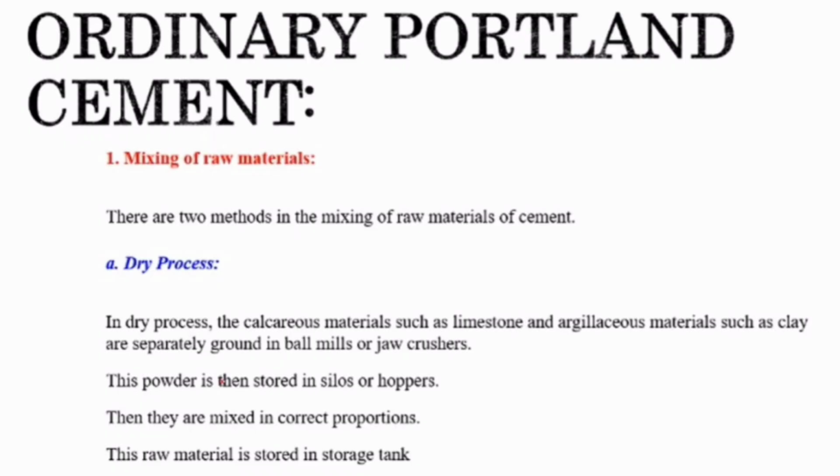So now the mixing of raw material, there are mainly two methods. The first is a dry process, and the second one is the wet process. In the dry process, the calcareous material such as limestone and the argillaceous material such as clay are separately powdered in ball mill or jaw crushers, and they are stored in silos or hoppers, and they are mixed in correct proportion, and the raw material is stored in a storage tank.